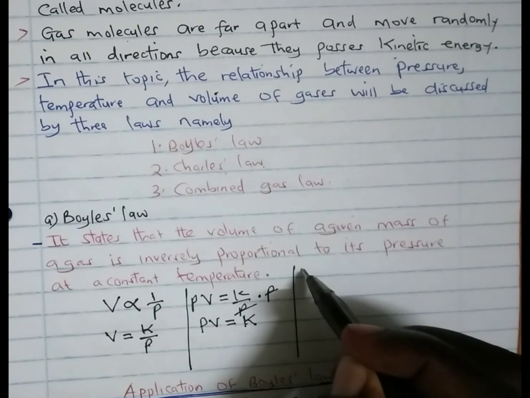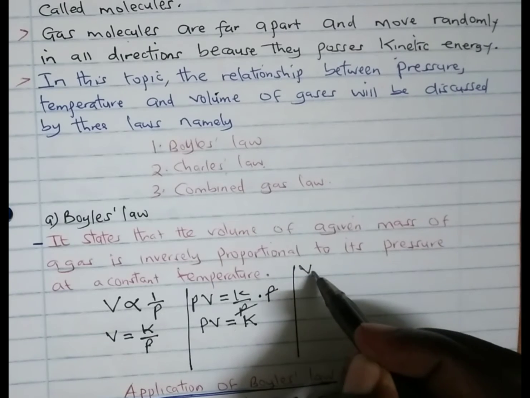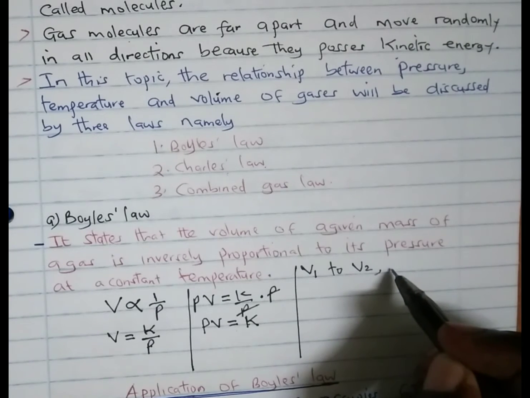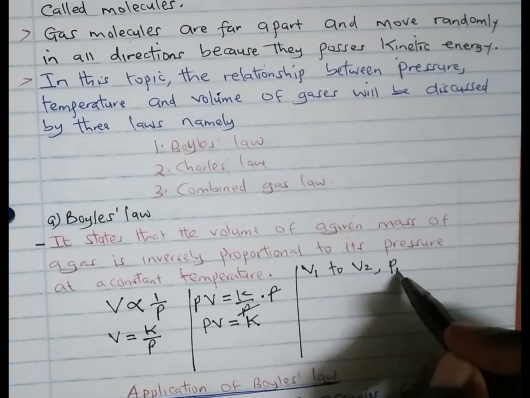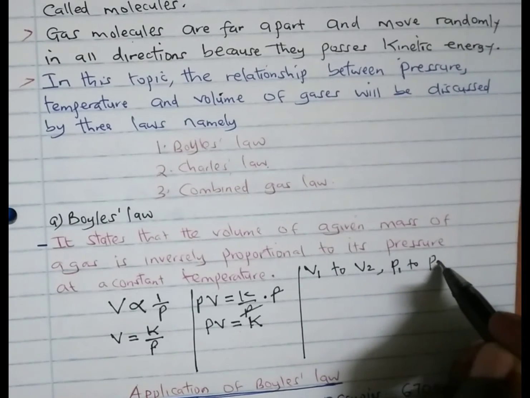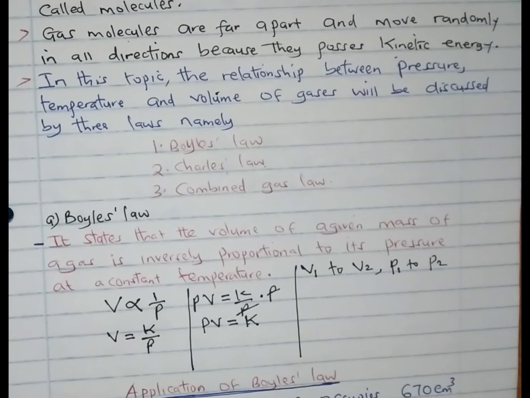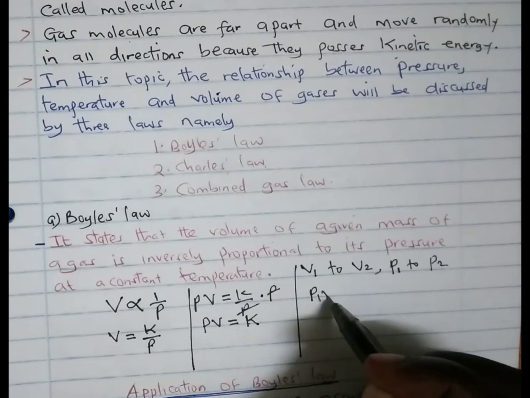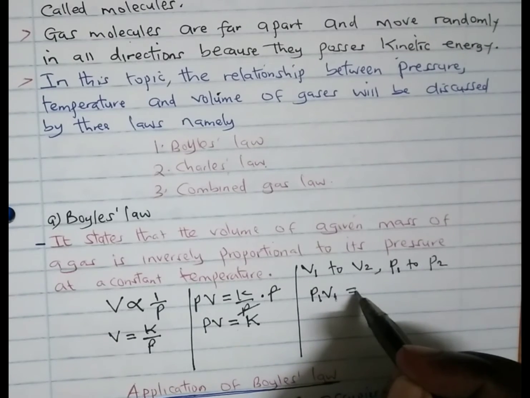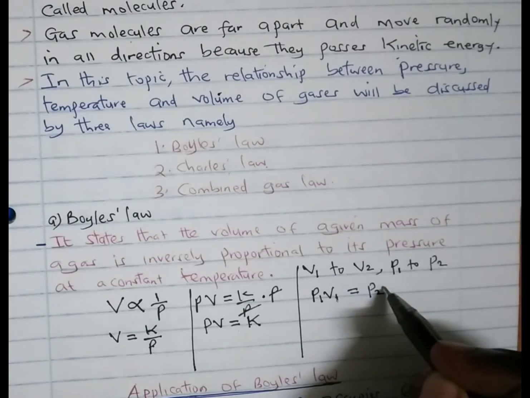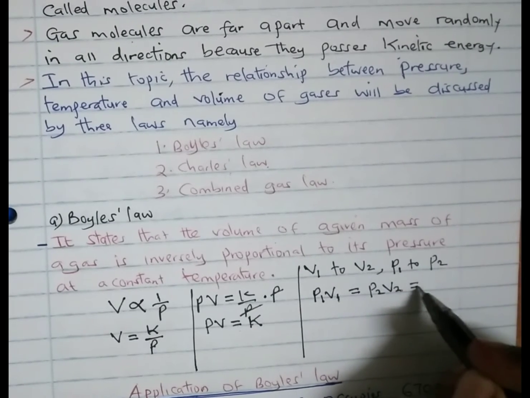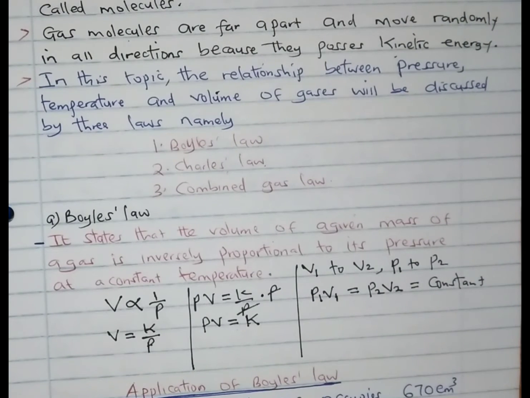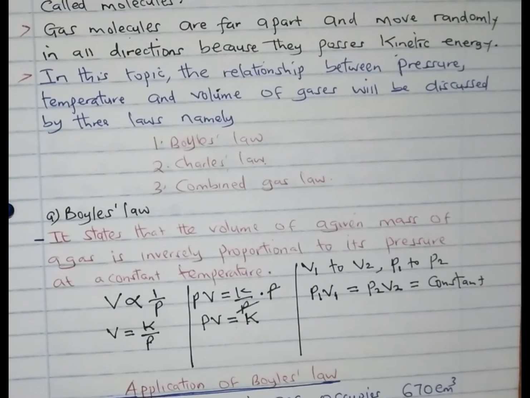If the volume of a gas changes from V1 to V2, then pressure must also change from pressure 1 to pressure 2, giving us the following relationship. That is, pressure 1 multiplied by volume 1 must always give us pressure 2 multiplied by volume 2, which is equal to a constant K, and this constant is a constant of variation.